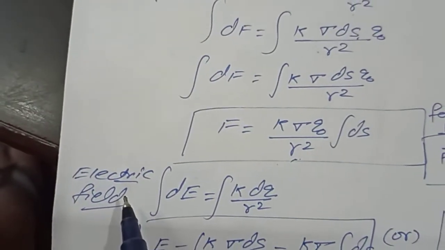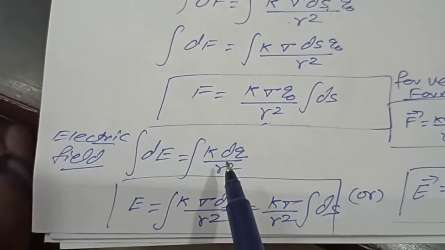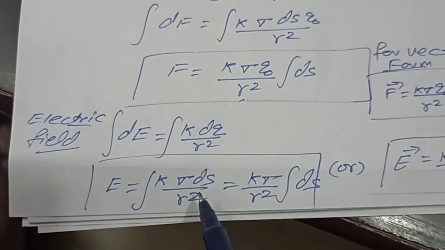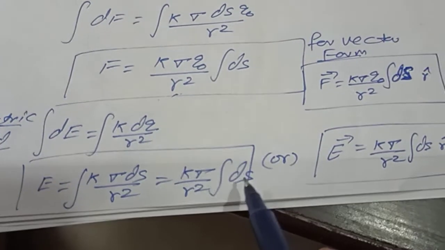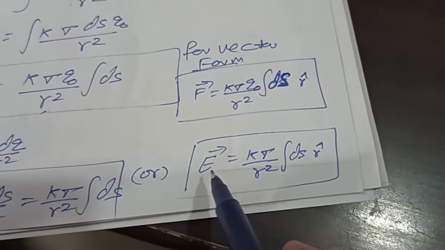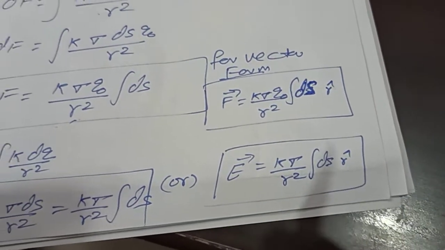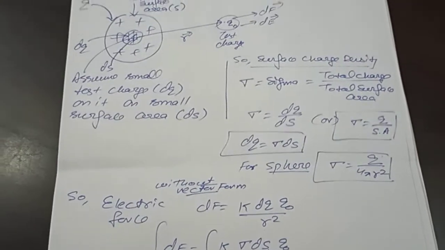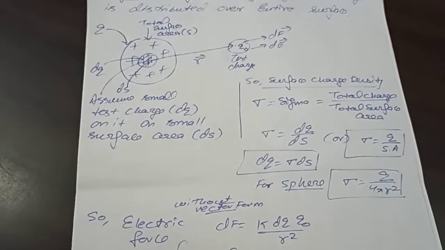For the same electric field we use dE is equal to k dq upon r square. Integrating on both sides, we use the formula for dq as sigma into dS, with dS inside the integration. For the vector form we use r cap. So here we have discussed the surface charge distribution, as we already discussed the line charge distribution.